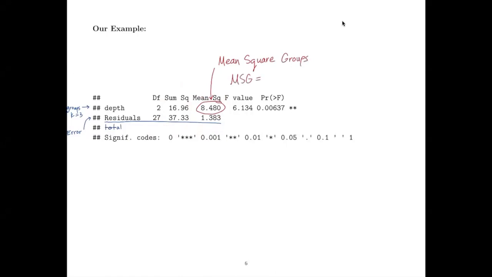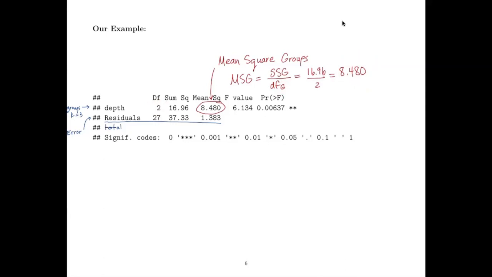We're going to calculate that from the sum of squares groups divided by the degrees of freedom groups, which we've already calculated. So in this case, 16.96 divided by 2, that's where this 8.480 is coming from. This is a more standardized measure of variation between groups that takes into account the number of groups that there are. So that's our mean squared groups.